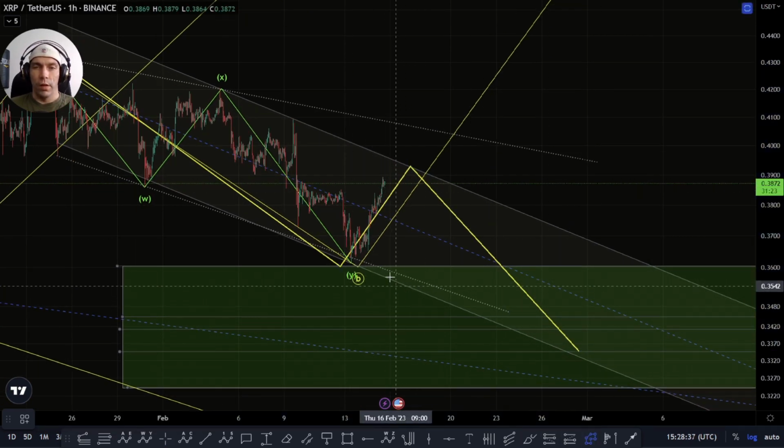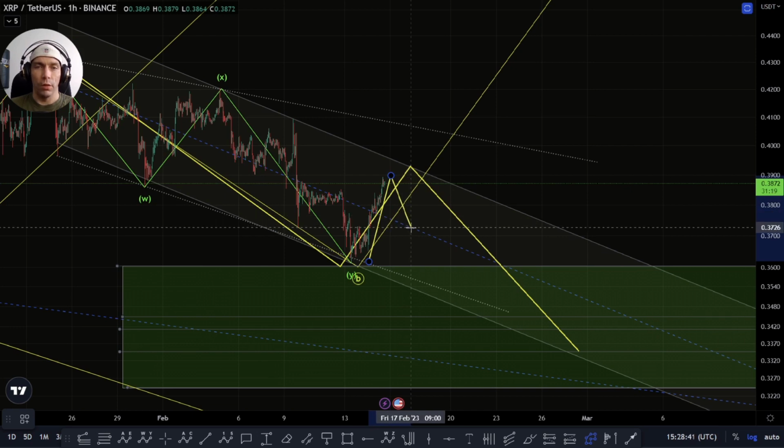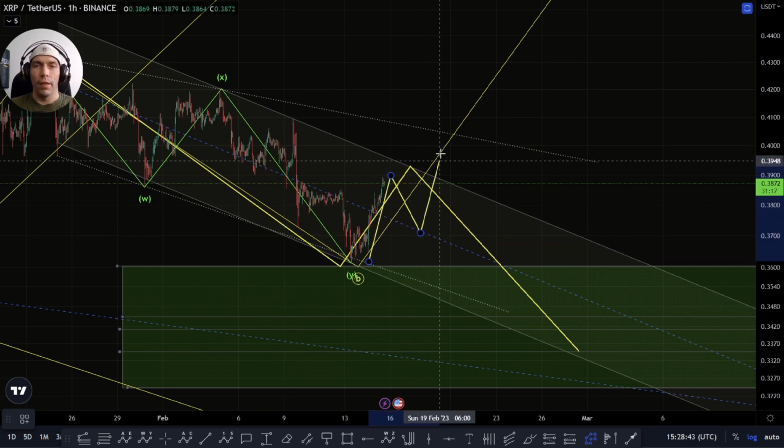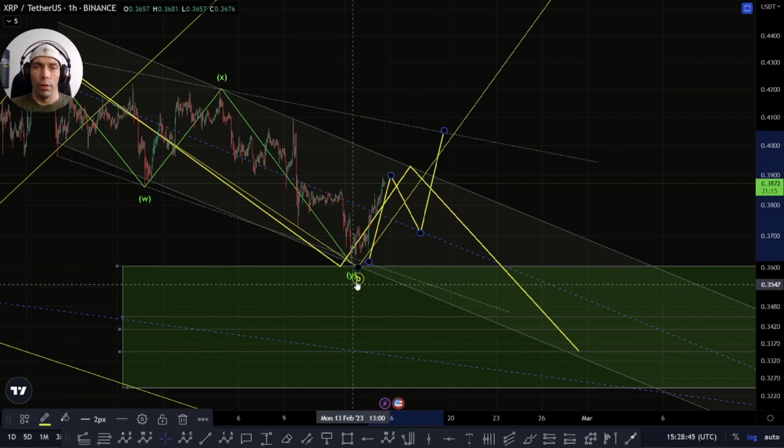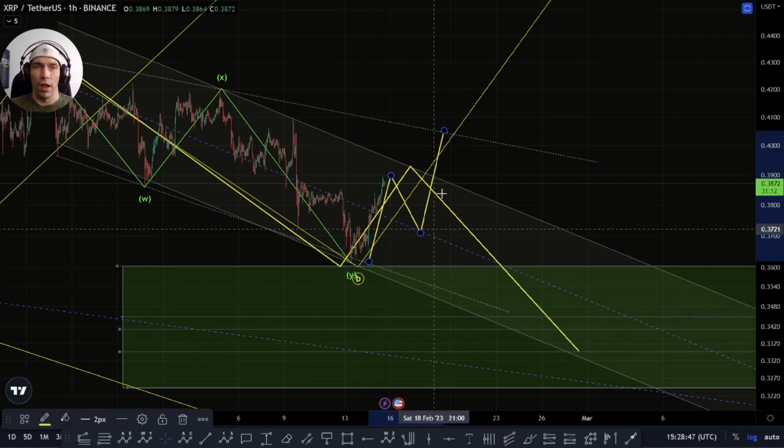If this plays out, like I said, as a five-wave structure, potentially what we could then do is come back and backtest this channel line, potentially this low, and then look to push up for another wave to the upside like this as an ABC.